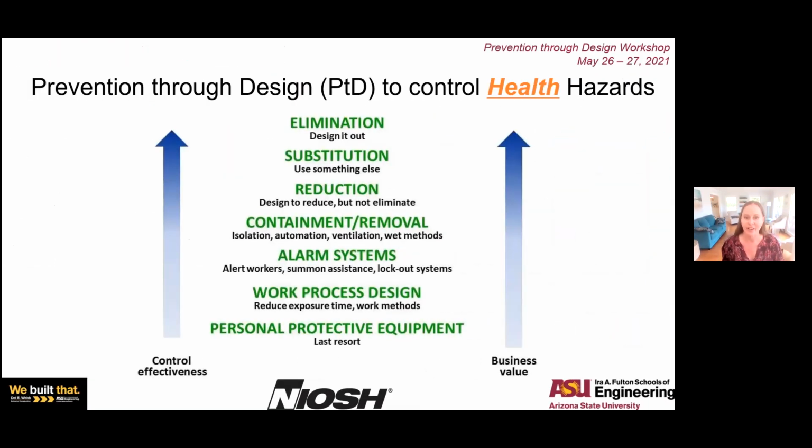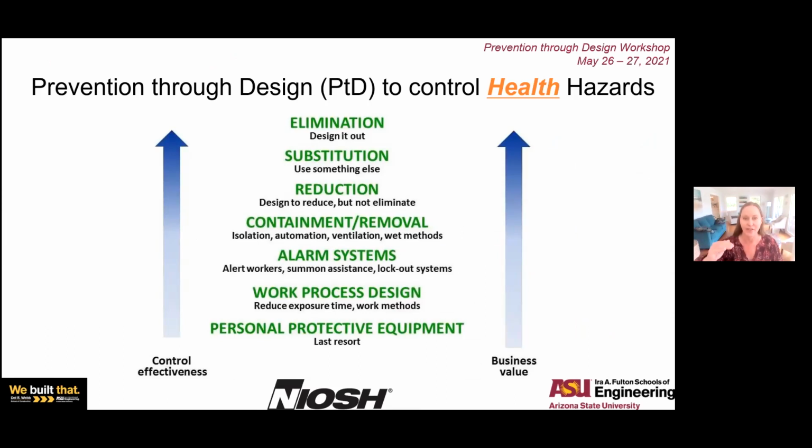Here's a hierarchy of control solutions and how it might apply to the control of health hazards. Of course, at the top, our optimal goal would be to eliminate the hazards. That's not always possible, especially with health hazards. For example, silica is ubiquitous in all earthen-based materials that are used in construction. So it's really not possible to eliminate silica from those materials.